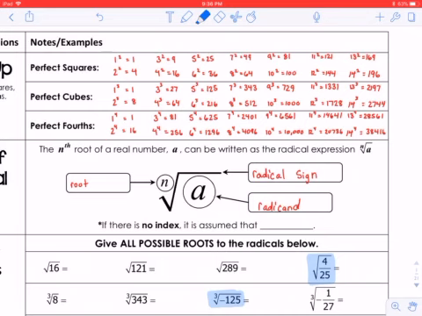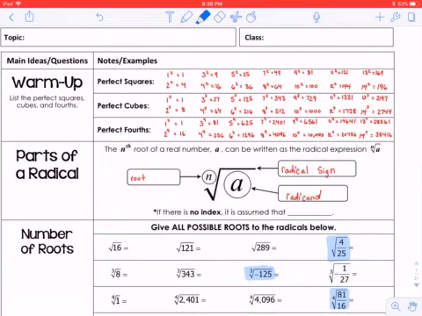And then also write down these parts of a radical. I'm going to start there in just a second. I want to give you a chance to pause the video and then go from there. So give yourself a second to write this down, pause the video, and once you're caught up, hit play again.